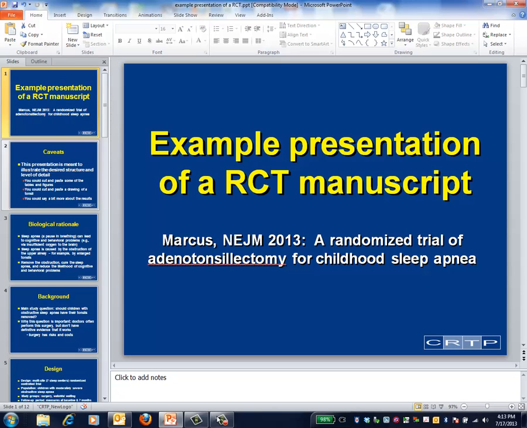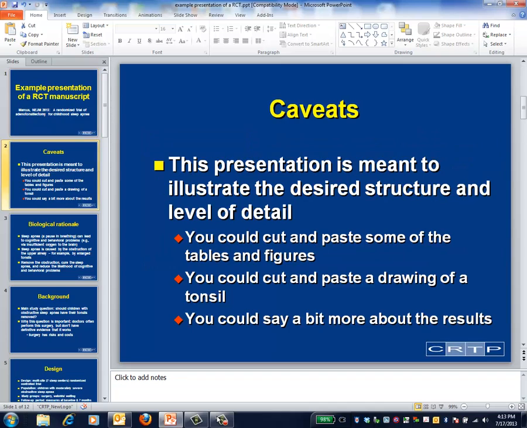This is an example of how to present a manuscript describing a randomized trial. My main goal is to provide you with an illustration of the structure of the presentation and the desired level of detail. You don't have to precisely follow this structure.